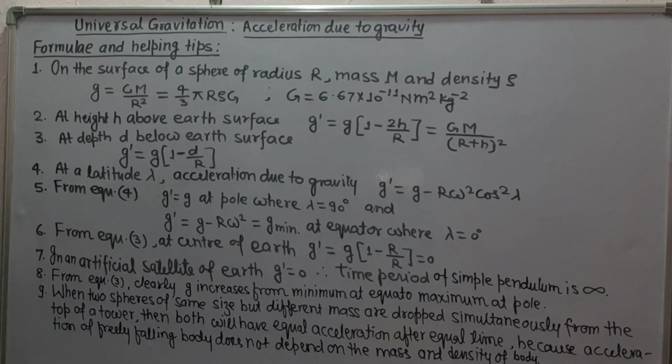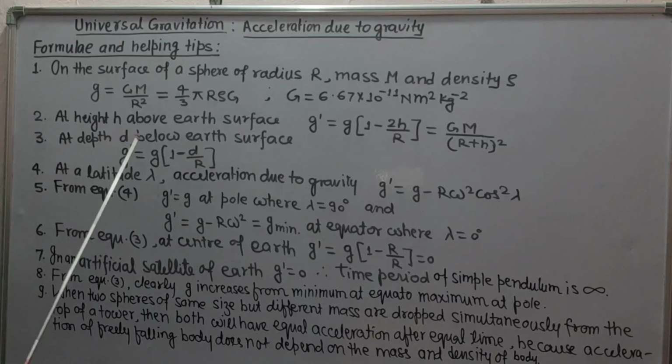Second, at height h above Earth's surface, acceleration due to gravity g dash is equal to g into (1 minus 2h/R), which is also equal to GM/(R+h)², where small g is the acceleration due to gravity on the surface of Earth.